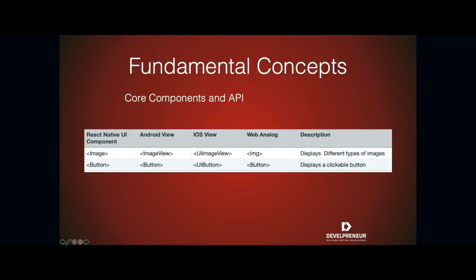So the concepts we're going to talk about today are going to be the image and the button component. Now, just to give you a quick comparison between React, Android, iOS, and web, in React Native, we're going to use the image tag. On Android, you would use the image view. On iOS, you would use the UI image view. Web, we use the image tag, IMG. And these tags are essentially used to display different types of images on the screen, on our app, on our web pages.